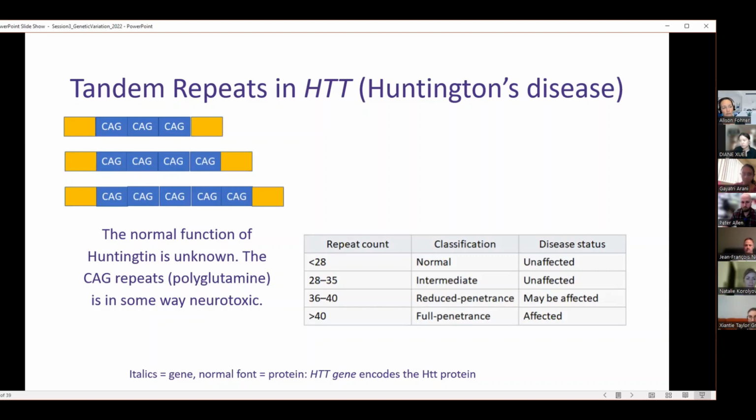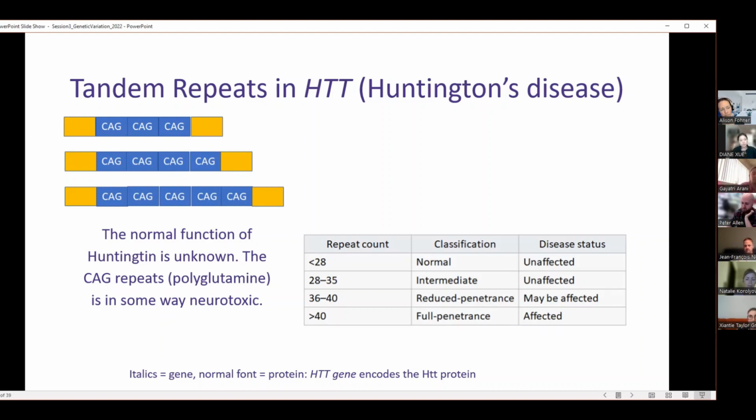hits very young. And so you can see if you have fewer than 28 CAG repeats, you're not going to develop Huntington's disease. If you have over 40 repeats, you will develop Huntington's disease. And you can see there's a gray area in the middle where you may or may not be affected. And that's a really interesting position to be in terms of thinking about screening, genetic testing, and implementation strategies that we'll talk about later.